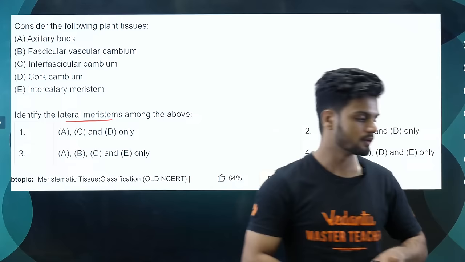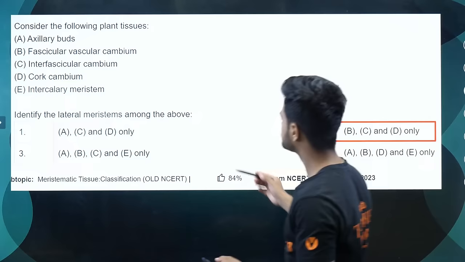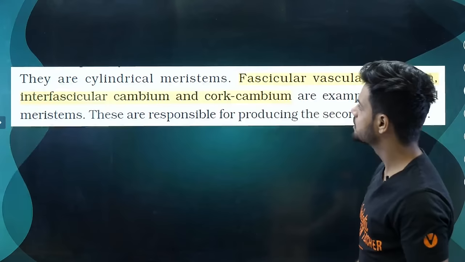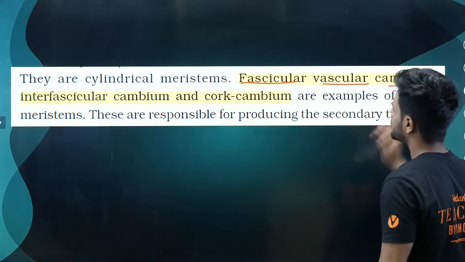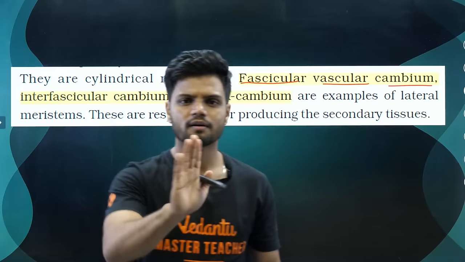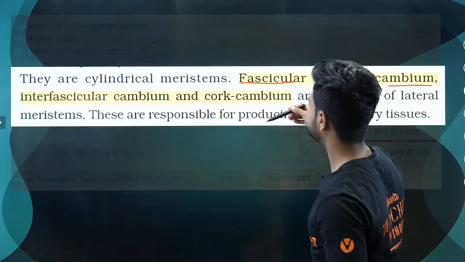Your fascicular vascular cambium, interfascicular cambium, as well as your cork cambium. If you look at your NCERT lines, fascicular vascular cambium, then we also have interfascicular cambium, also we have cork cambium, which are part of your lateral meristem. Next question.